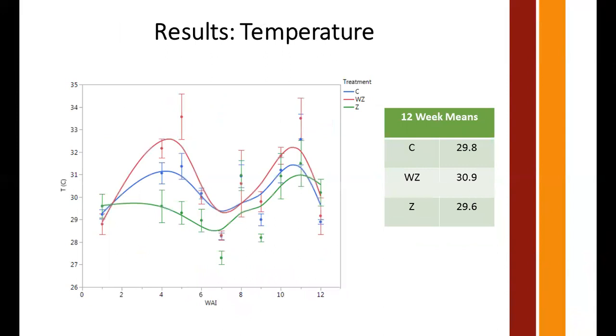Temperature. Temperature, again, did not vary significantly between the control and the zeolite treatment. However, temperature was on average 1 degree Celsius warmer for the Woodchip zeolite treatment.